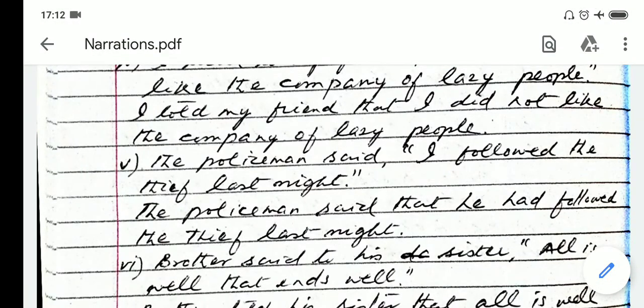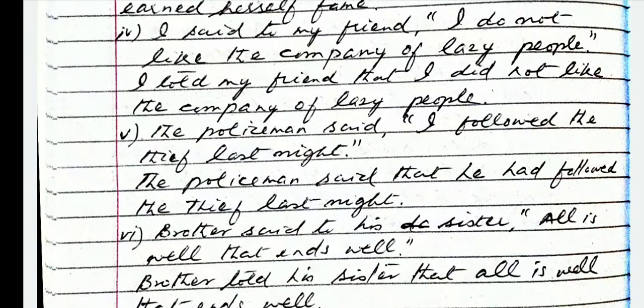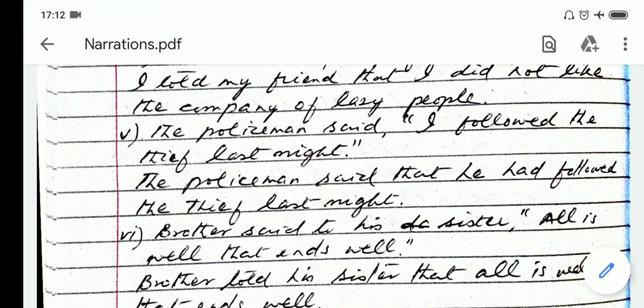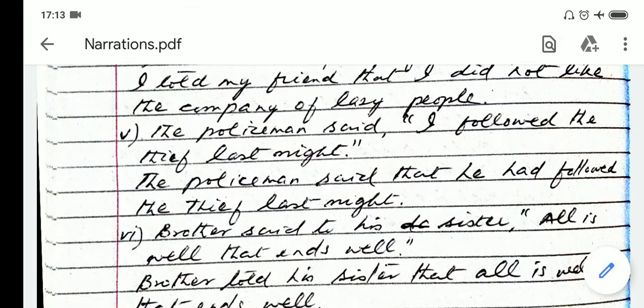The policeman said, "I followed the thief last night." The policeman said that he had followed the thief last night. "I followed the thief last night" is the past indefinite tense, and according to the rules, maybe it was not mentioned in the book that we saw yesterday, but also write down that whenever the reporting speech is in the past tense, and if the reported speech is in the past indefinite tense, past indefinite tense will change into past perfect tense. As you can see, he had followed the thief last night. Had is the past perfect tense.